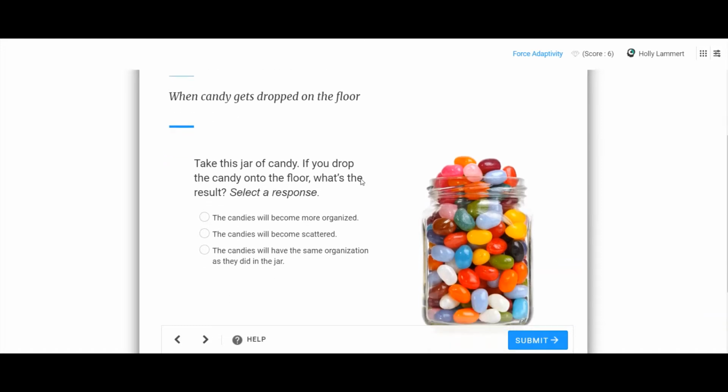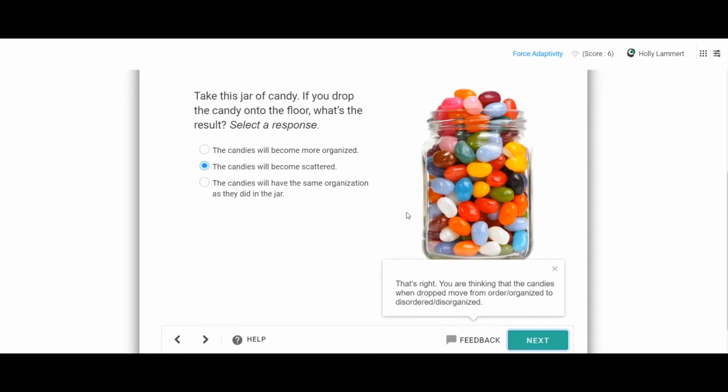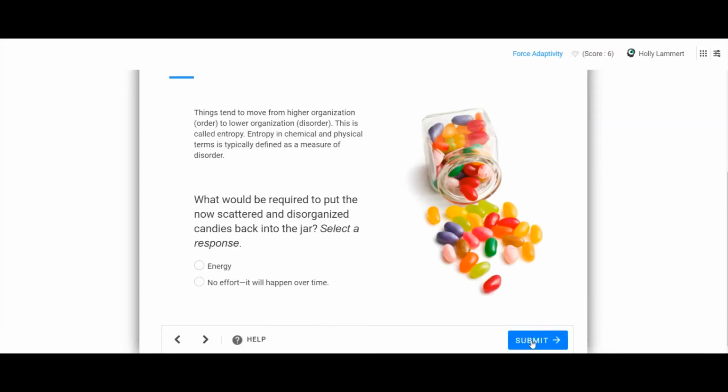When candy gets dropped on the floor, if you drop the candy on the floor, what's the result? Will they get more organized? Will they become scattered? Or will they keep the same organization? Maybe it seems like a silly example, but it's interesting to observe it at a macro level as we dive into a micro level. So things tend to move from high organization, order, to low organization or disorder. This is called entropy. Entropy in chemical and physical terms is typically defined as a measure of disorder.